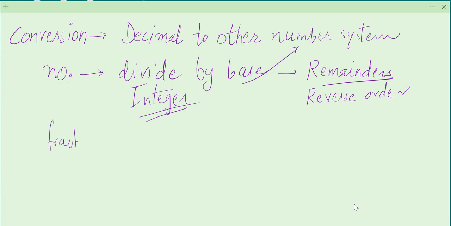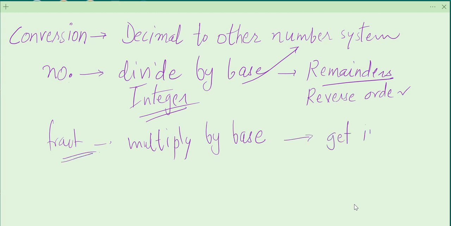For the fractional part, go on multiplying the fractional part by the base. Every time get only its integer part, and the remaining fractional part again goes for the multiplication. This is done until the required number of digits after the decimal point. So let's see how the process works.